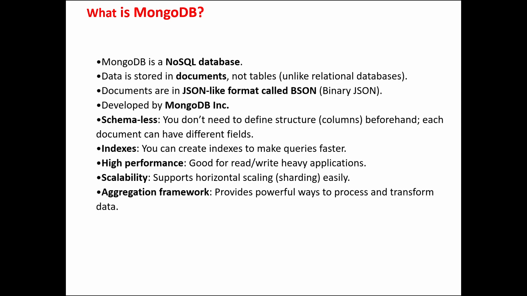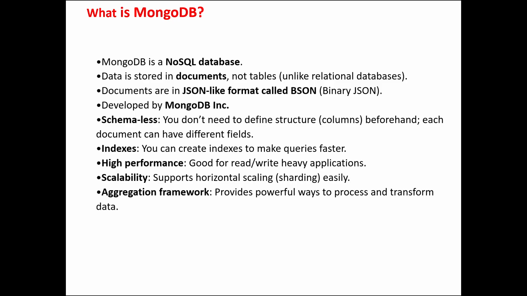Here the data is stored in documents. Documents means rows. The data is not stored in table format. The documents are in a JSON-like format, here called BSON, that is binary JSON. In Python we use the term dictionary, where there are key and value pairs. Like that only, the documents are stored in MongoDB. And it is developed by MongoDB Inc.